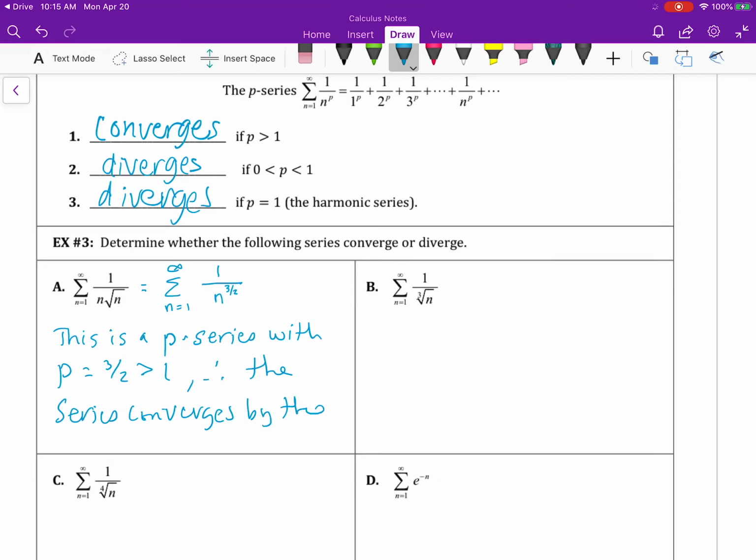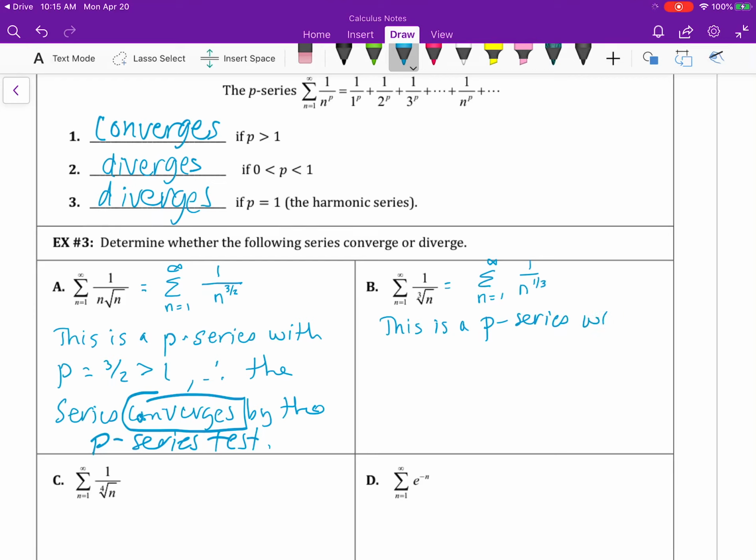With p equal to 3/2, which is greater than 1, therefore the series converges by the p-series test. So your answer actually is converges, because it's just saying determine whether the series converges or diverges.